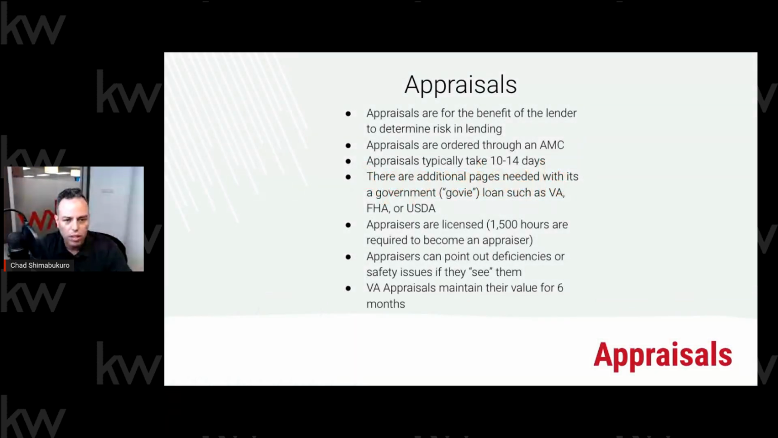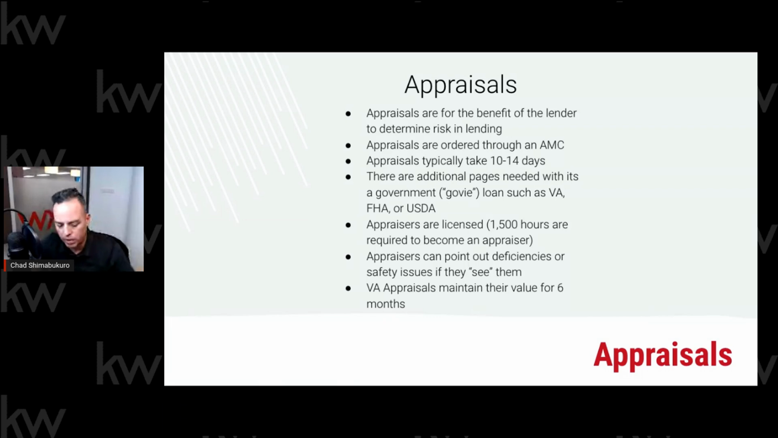So going into the slide, appraisals are for the benefit of the lender. I mentioned that in the beginning. It's to determine risk in lending. It's not for the benefit of the buyer. The happenstance is that the buyer gets the benefit of it. Appraisals are ordered through an AMC. What's an AMC? AMC stands for appraisal management company.